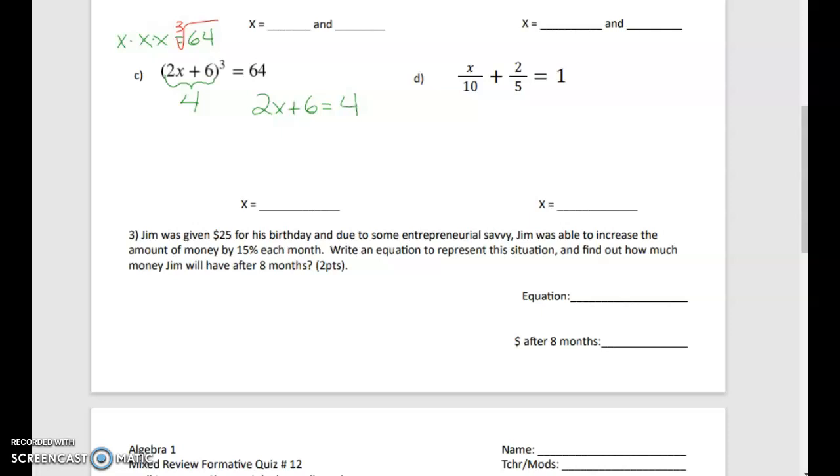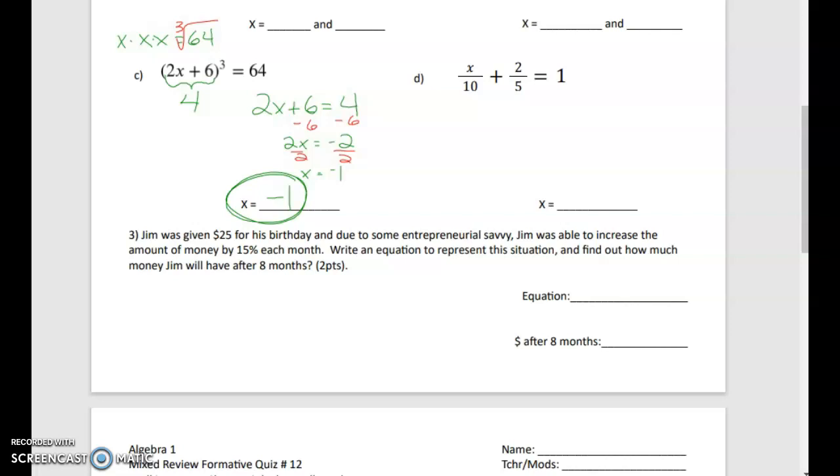And then I'm going to solve that by subtracting 6. 2x equals negative 2. Divide by 2. And x equals negative 1. So for C, I'm looking for the number that cubed is 64, that's 4, and I set 2x plus 6 equal to 4. That's all I really need to do for that one.